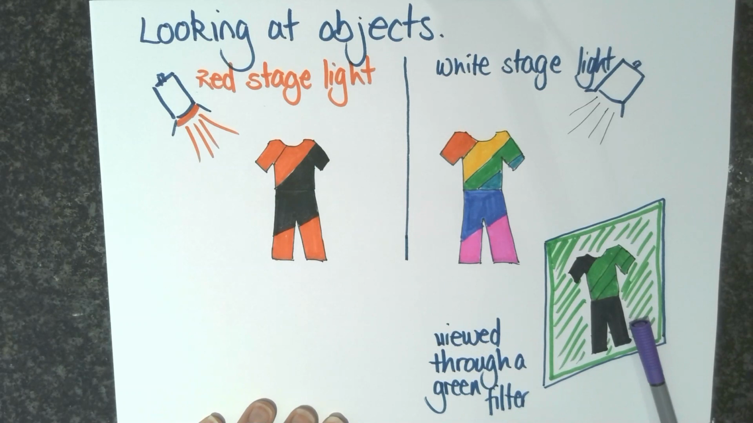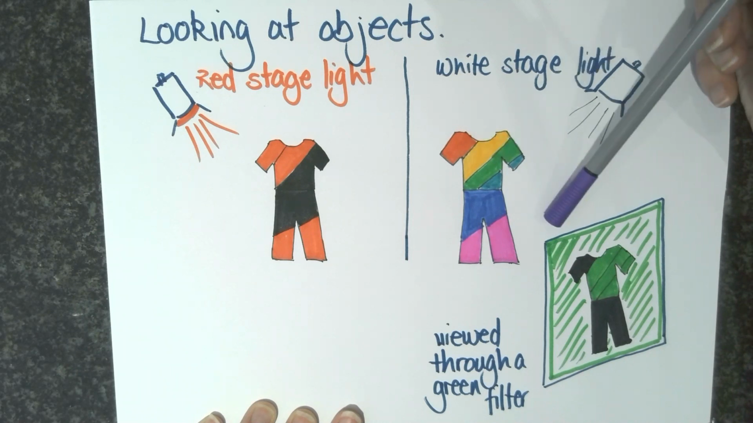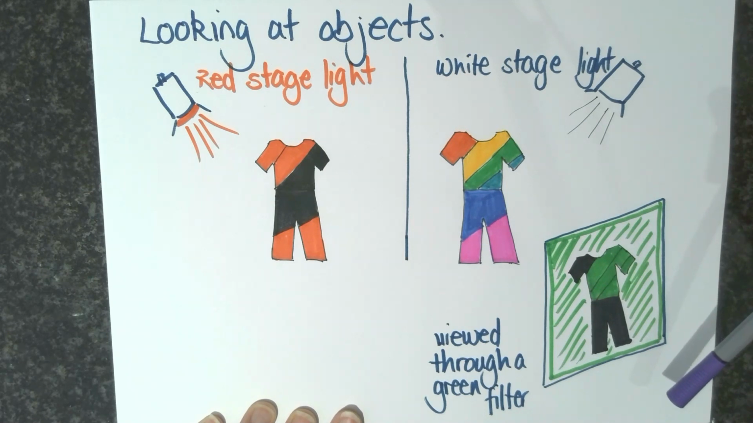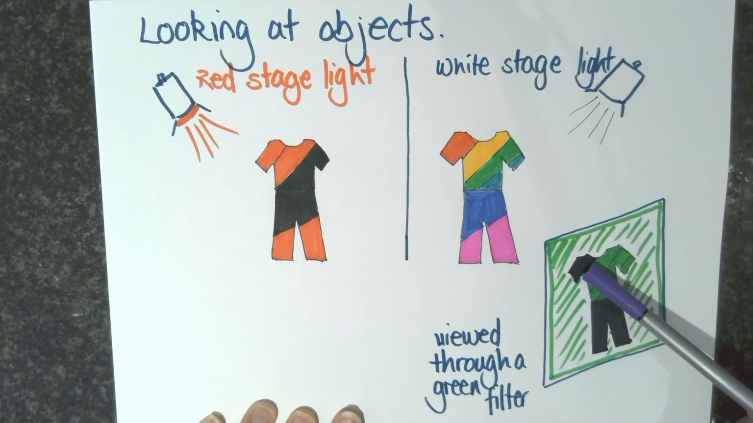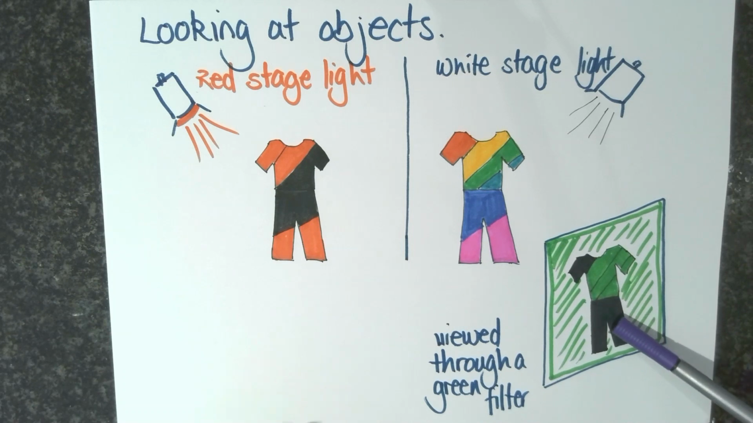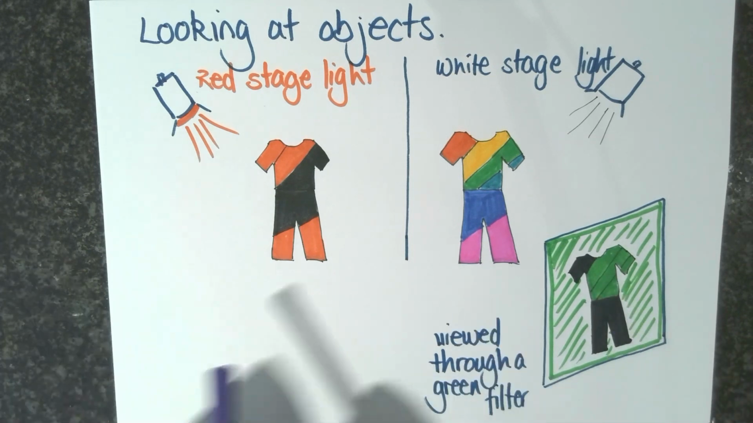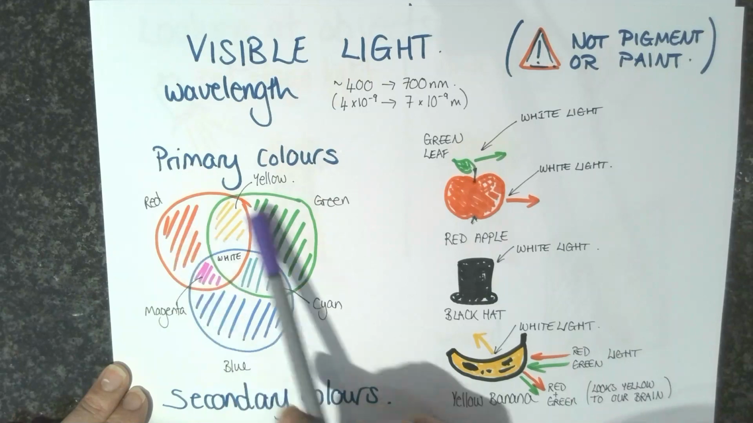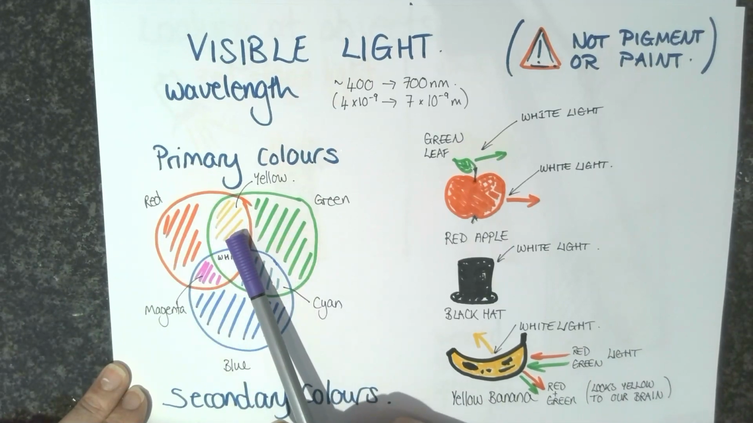If we viewed the same items of clothing through a green filter, so all the colours were coming from the clothing through the filter to our eyes, as if we've put a pair of green glasses on, you can see that the red, where there's no green in the light being reflected, is looking black. The yellow can look green, the green looks green, the cyan looks green, but the blue and the magenta look black. And if we go back to our original diagram, we can see that that is because these primary colours will make up the secondary colour.